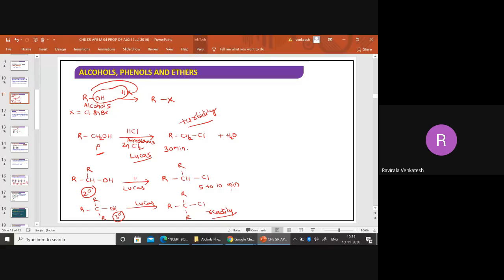Generally, primaries have very low reactivity. So I can say primary alcohols are less reactive than secondary, than tertiary. Which will give readily? Tertiary alcohols readily will give the Lucas test. So this is the main thing you have to study in this case.